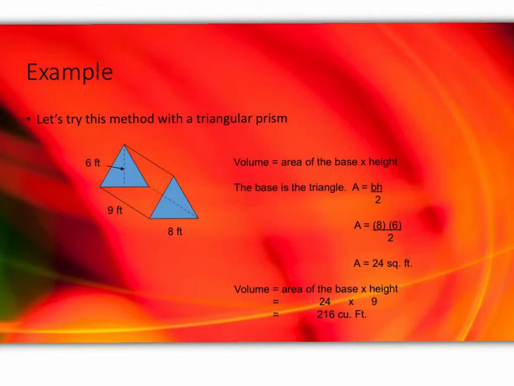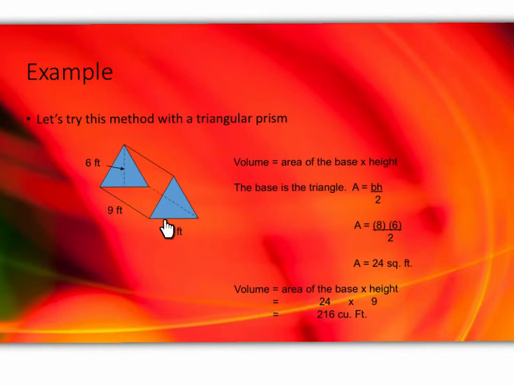Okay, so let's try this method with a triangular prism. Remember, we'll take the area of the base and multiply it by the height to find the volume. So the volume is the area of the base times height, and the base is the triangle, this blue one right here. And we use our formula: area equals base times height divided by 2, or multiplied by half. Remember that this is a formula we've used in the past. Now we need it to find the volume of the prism.